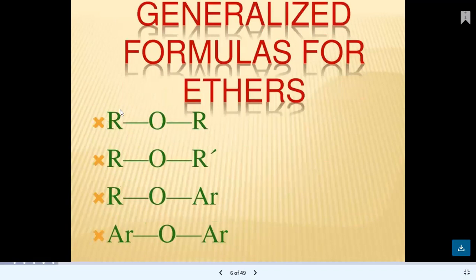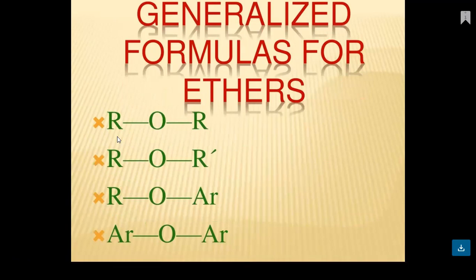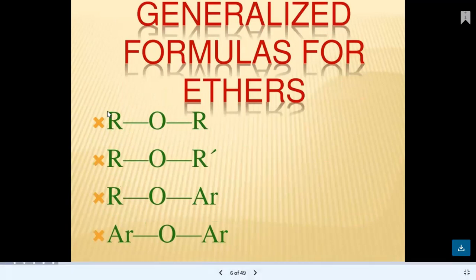This is how you would write a general formula for it. R, remember R, what is R in organic chemistry? The continuation of the chain, a chain of any length. Okay, so you have two different chains here, and then you might have the same chain on both sides, or you might have different chains on the two sides, or you might have an R and an AR.